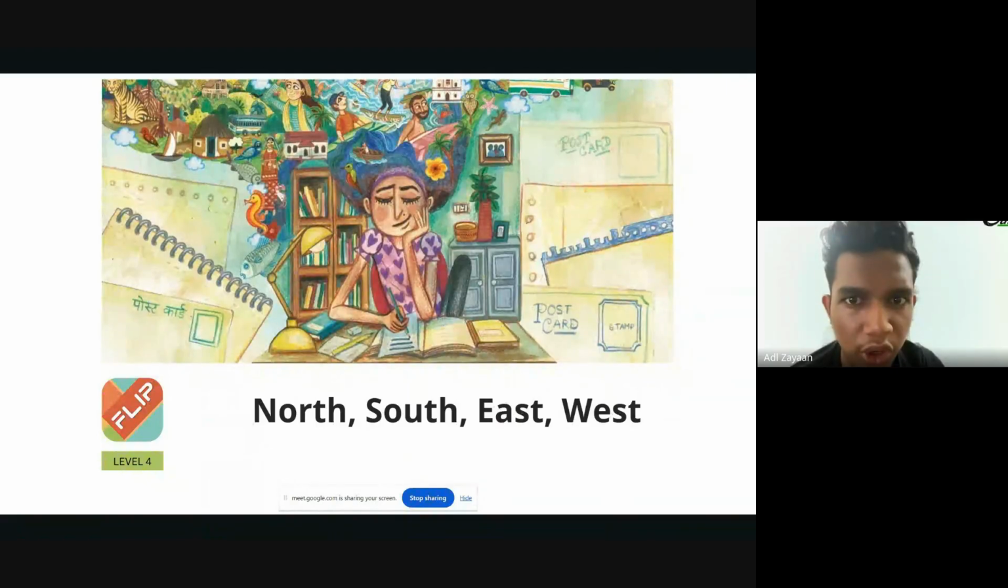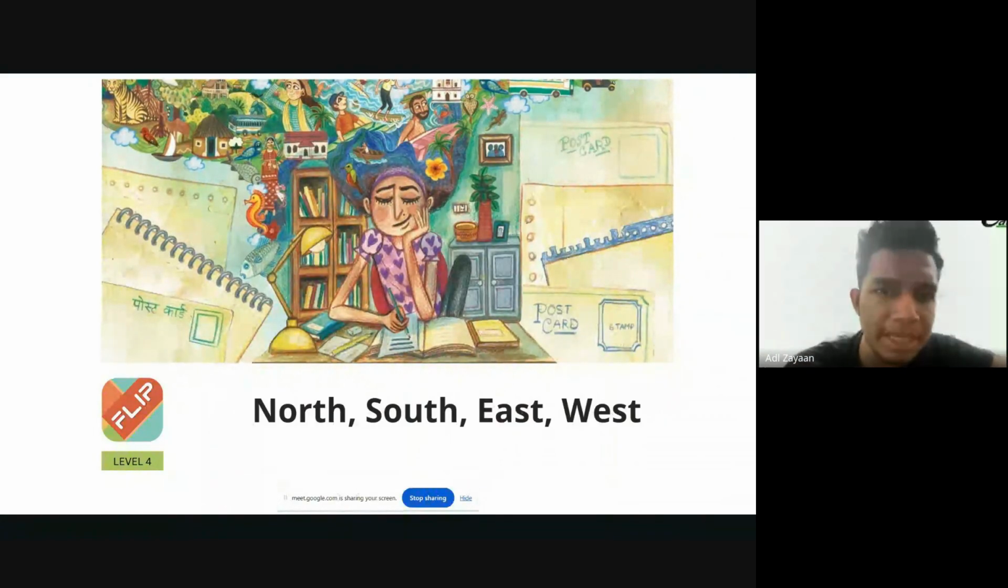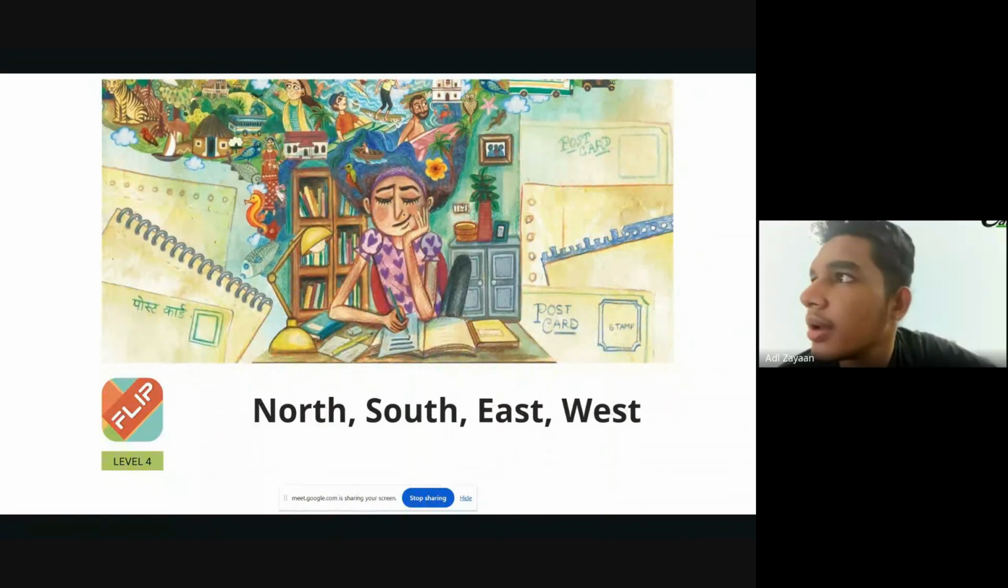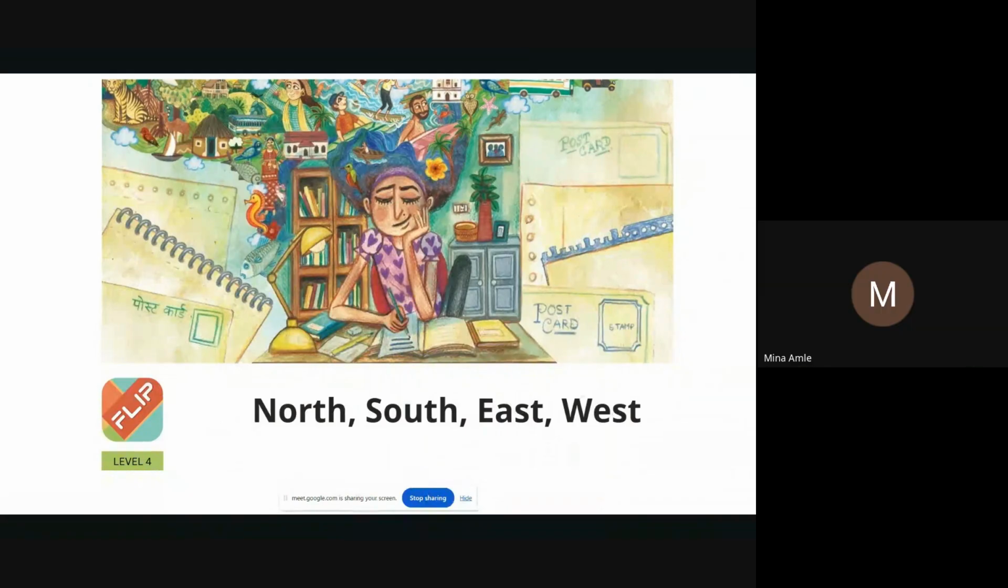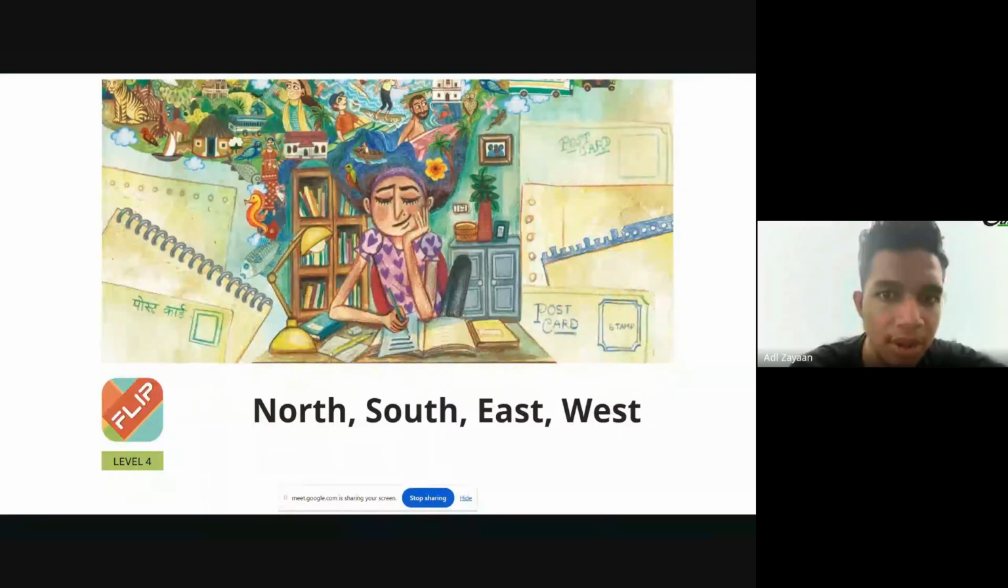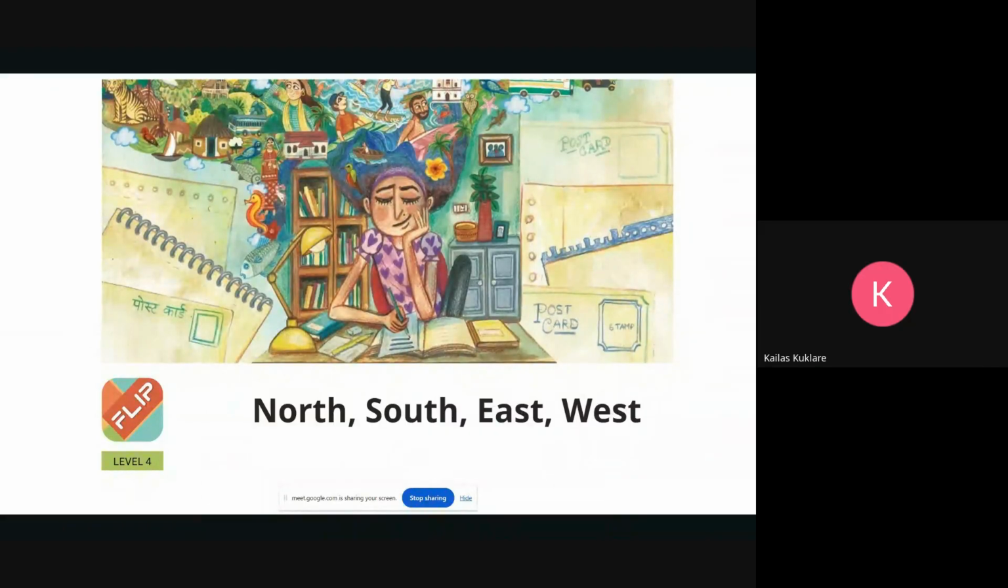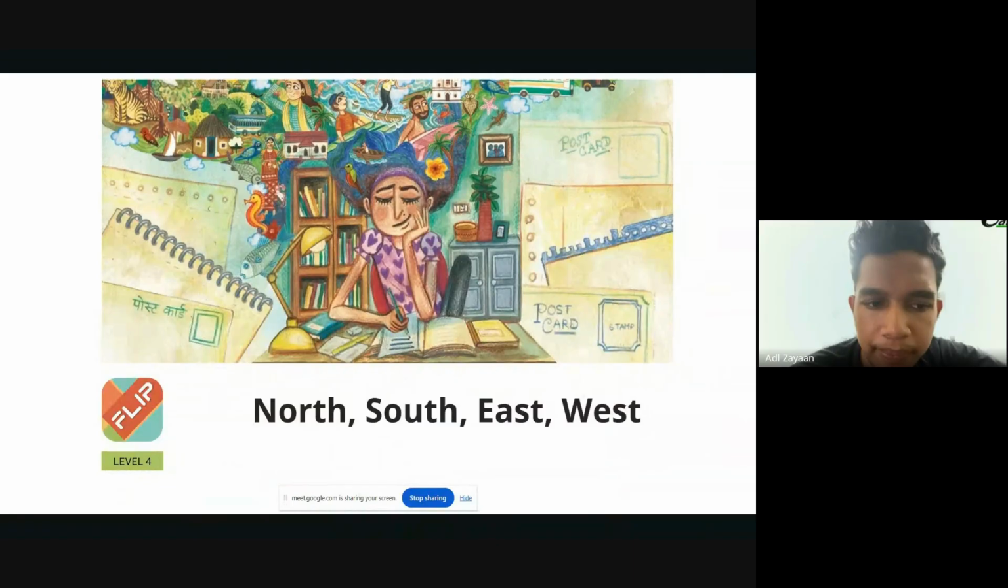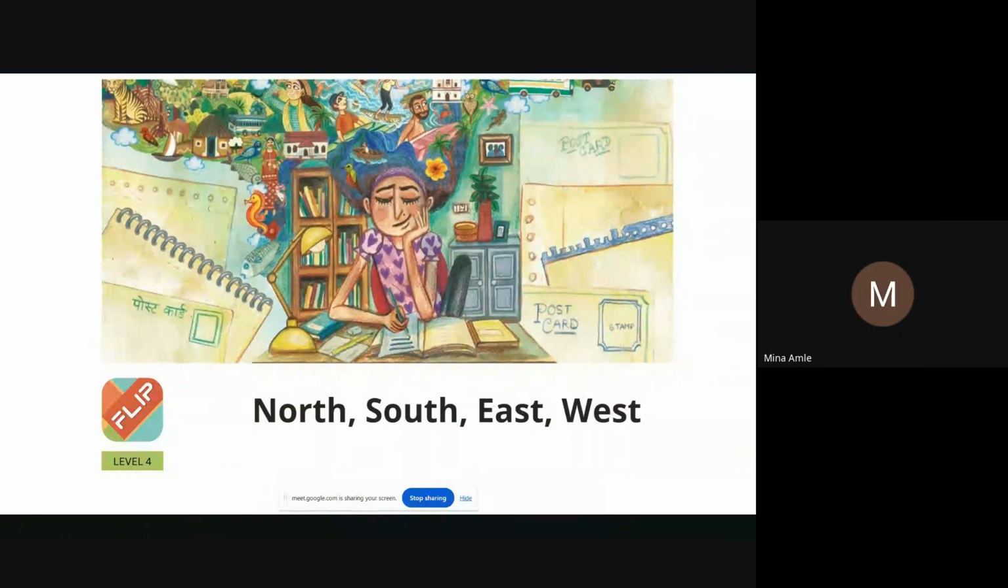So what all things is she thinking? Above her head, you can see many imaginations. What might she be thinking, or what might she be doing? Just give it a try. I just want to see your imagination. She is writing a postcard.